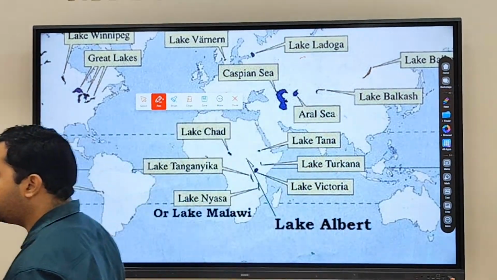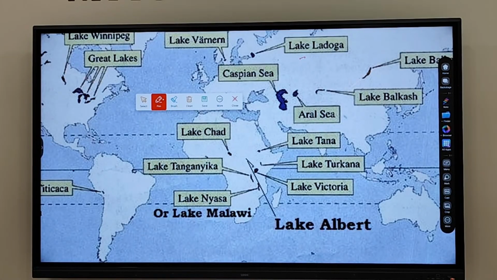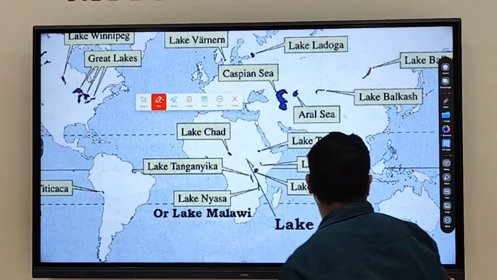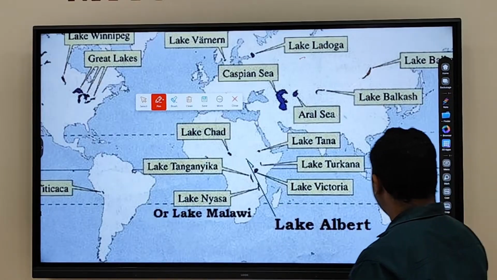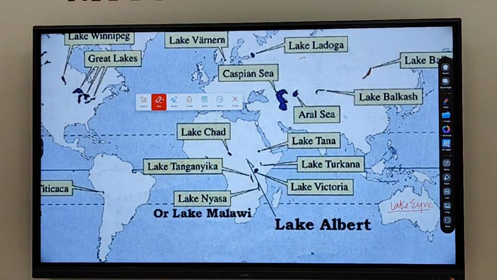Fifth, you write down Africa. Lake Victoria. Sixth, you write down Australia. There's a Lake Erie, which is a salt water lake.